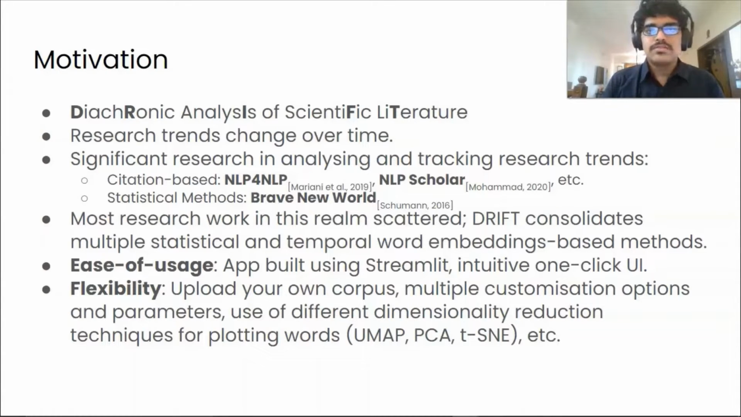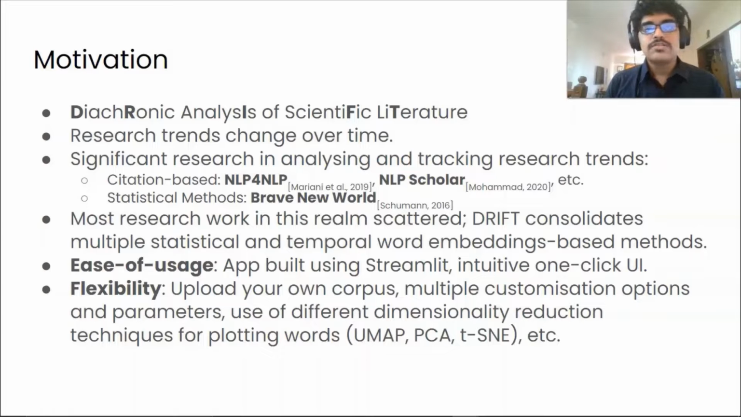There has been significant research done in analyzing research trends. Off the cuff, a few papers and resources which come to mind are NLP for NLP and NLP Scholar, both of which perform a citation-based analysis or answer questions such as diversity in the research world. Other papers also employ statistical methods such as using frequency and productivity techniques to gain insights on emerging or declining trends. However, there isn't a very user-friendly app which combines statistical techniques and temporal word embeddings-based techniques to study research papers and extract vital components from them and monitor trends and patterns of development in scientific literature. Drift does that for you.